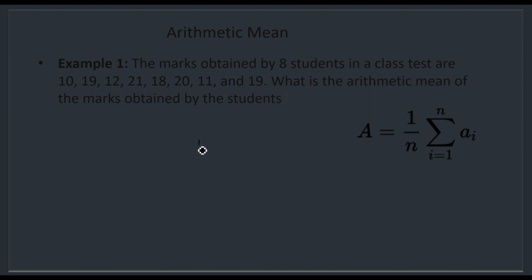So here we are adding 10 plus 19 plus 12 plus 21 plus 18 plus 20 plus 11. After the summation, the result is 111 divided by 8. 111 divided by 8 is 13.875. So this is the arithmetic mean for the above data set.